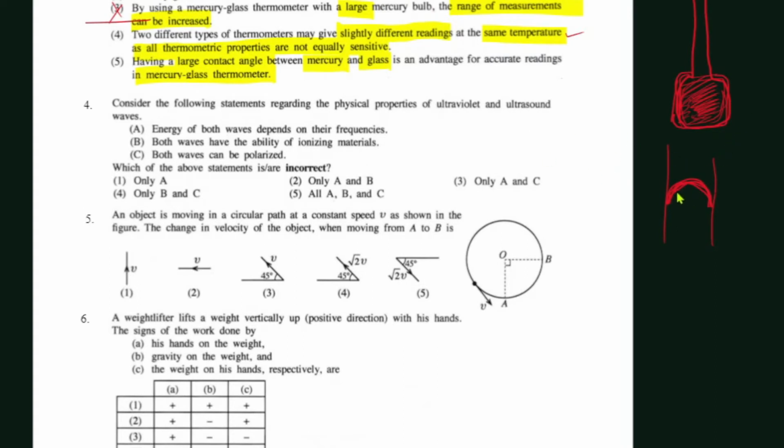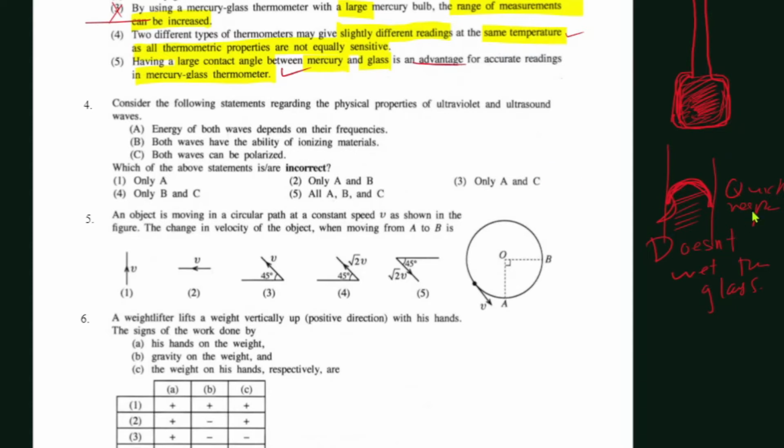What happens in that case is this mercury column doesn't wet the glass. It doesn't wet the glass, right? So when the mercury column has a larger contact angle, it doesn't wet the glass, right? It doesn't wet the glass. In that case, it will show quick response, right? So therefore that is also correct. It is actually an advantage, right?